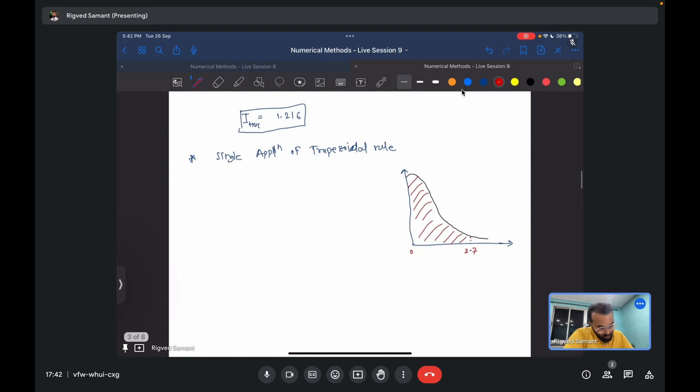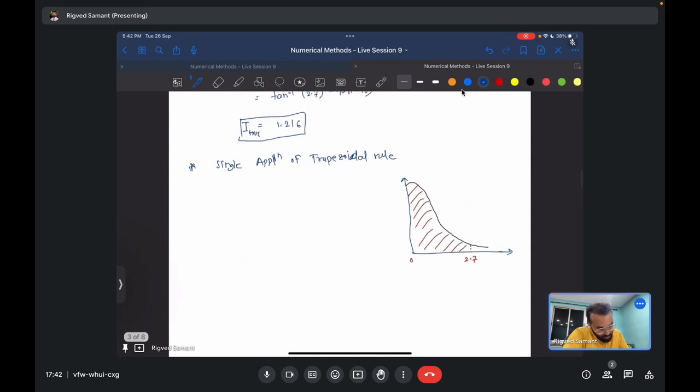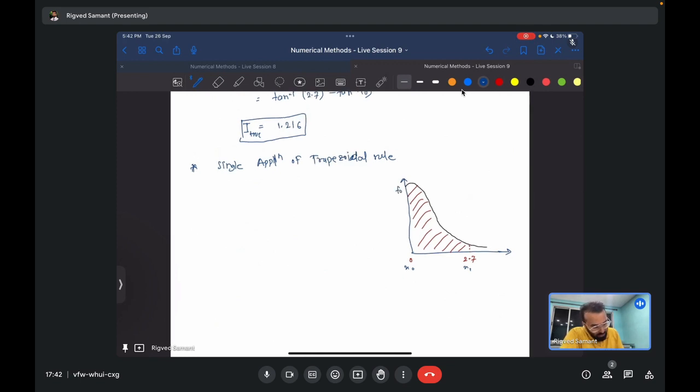Now if I call this x0, and if I call this x1, I can call this value f0, and I can call this value f1, right? So the function value, because this is f of x, right? So these are my values. So what does the trapezoidal rule tell you? The trapezoidal rule tells you that, and the distance between these is h.